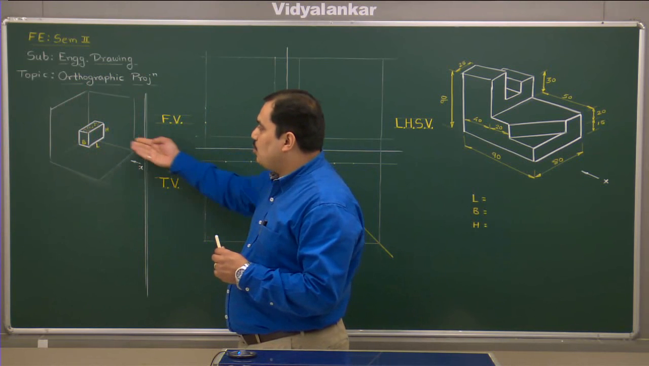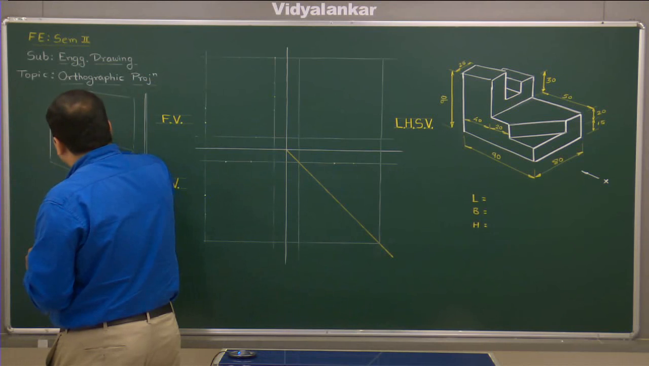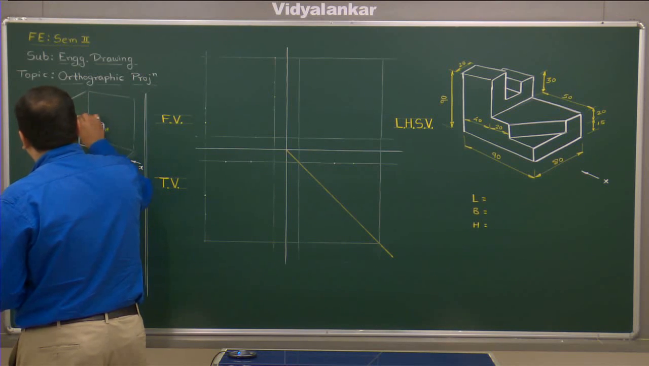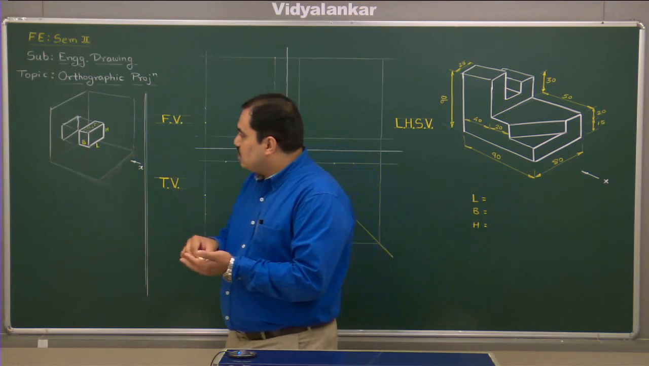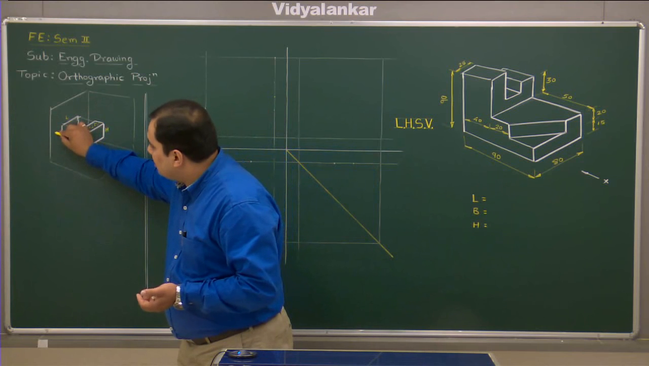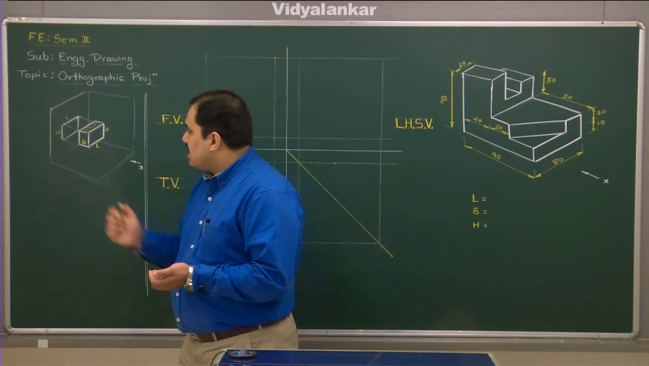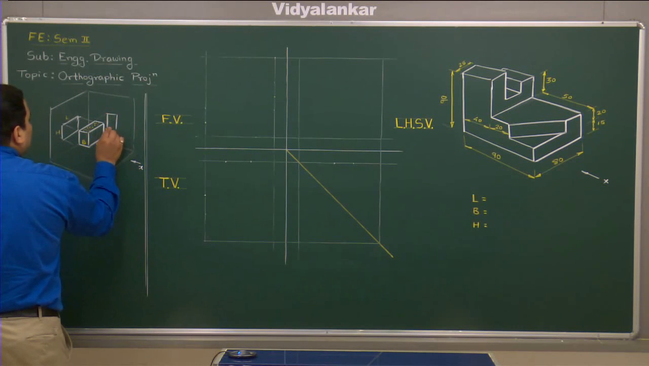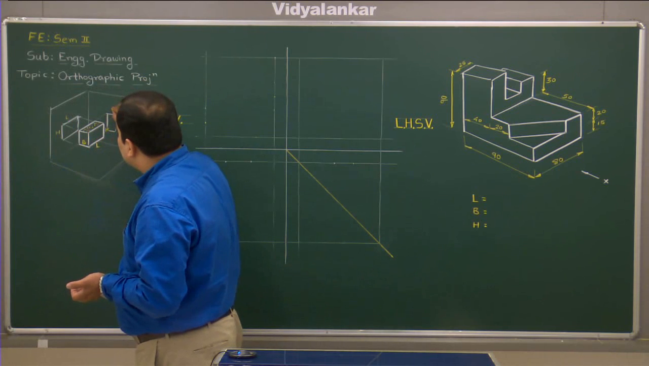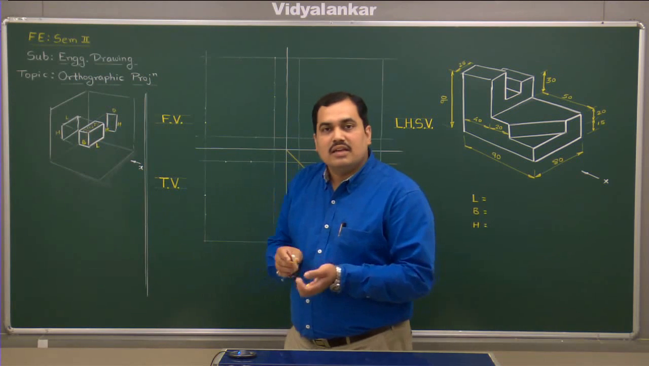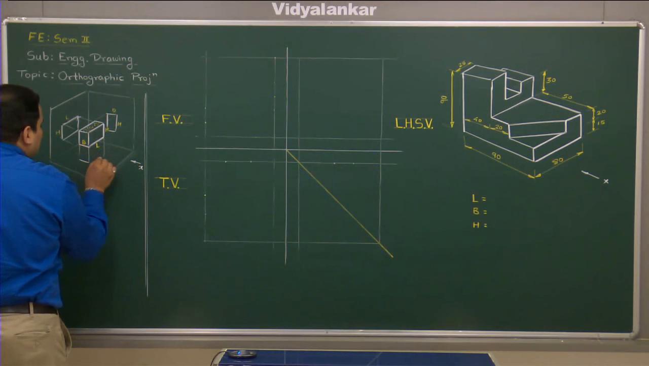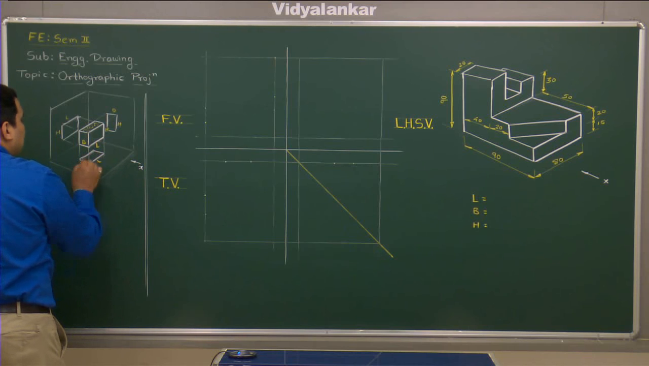If you throw light from this point, the shadow obtained will be on this screen, which will be like a rectangle. That shadow will show only length and height. Now, if you throw light from this direction, the shadow obtained is on this screen, which will show the dimensions, breadth and height. Similarly, if light is thrown from above, top, the shadow is obtained on this screen, which will show us length and breadth.